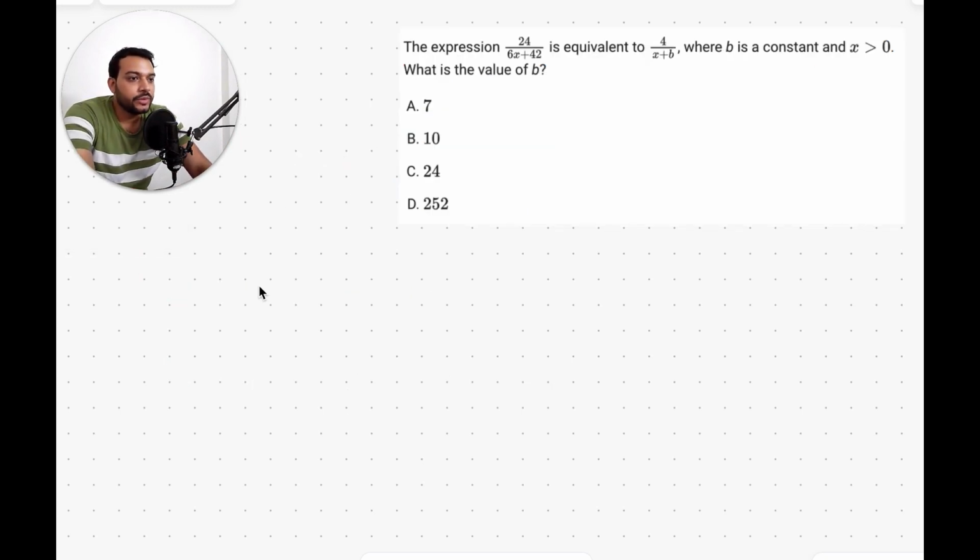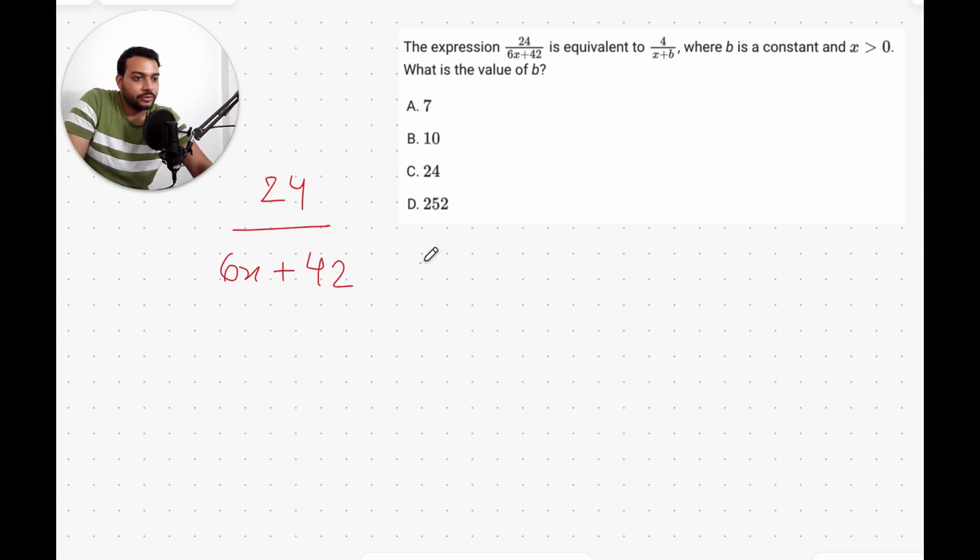Let's look at the next question. The expression 24 upon 6x plus 42. If it's not very clear on your screens, let me write it here. 24 upon 6x plus 42, since they've written it in a very small font, is equivalent to 4 upon x plus b. That's what the question claims, that it's equivalent to 4 upon x plus b, where b is a constant and x is greater than 0. What is the value of b?